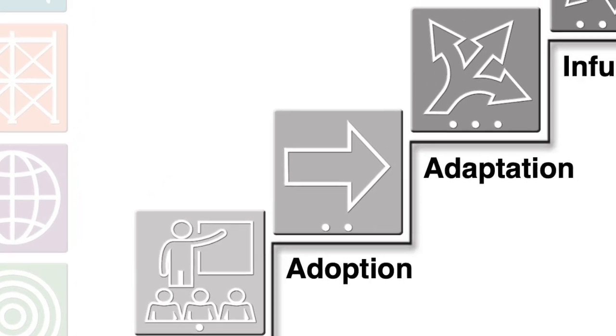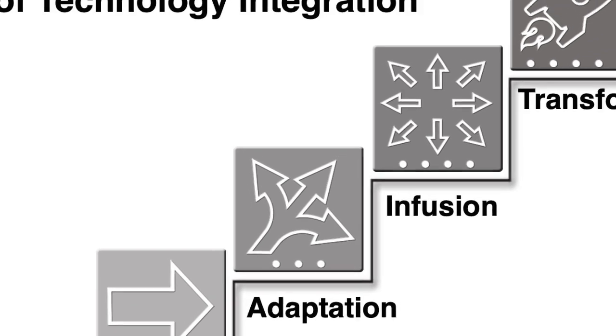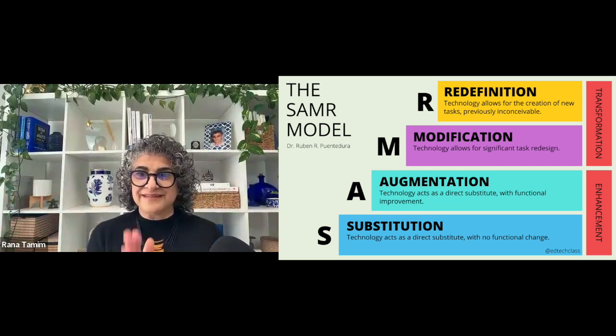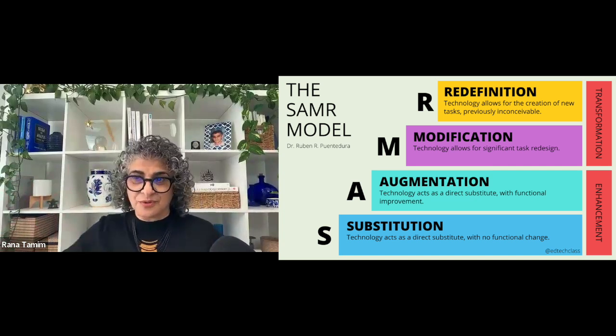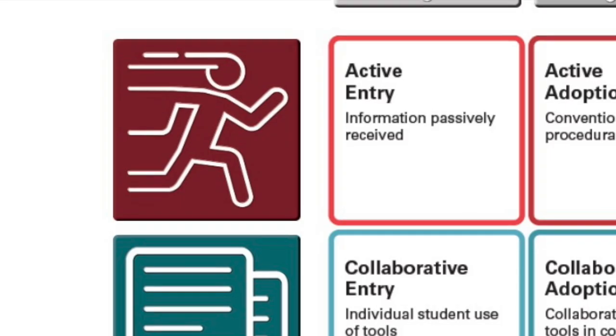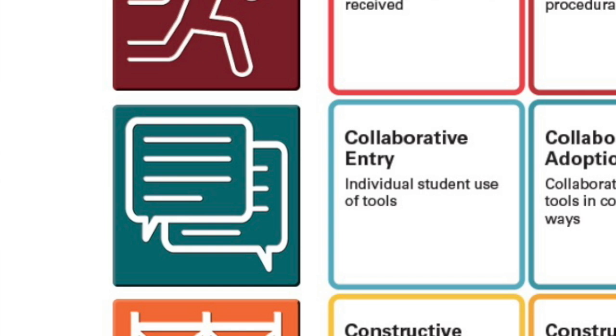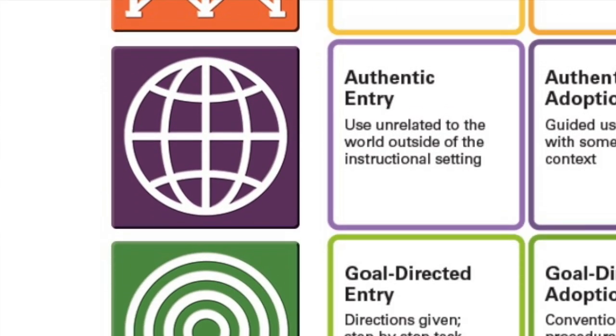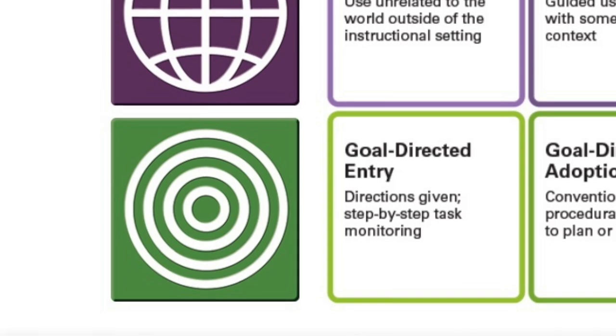When it comes to the teacher, the matrix is designed with an entry level, adoption level, adaptation, infusion, or transformation. This is somehow similar to the progression with the SAMR model, from the very like, I'm just entering and changing all the way to transforming the educational context. As for the students, it focuses on active learning, collaborative learning, constructive learning, authentic learning, and goal-directed learning, which are all components of student-centered learning.